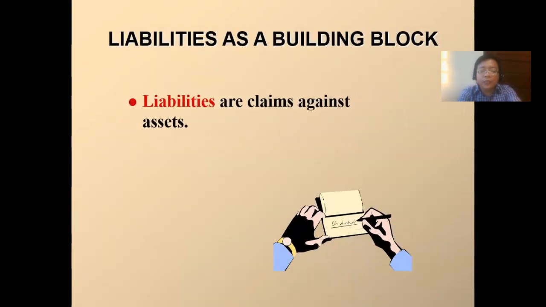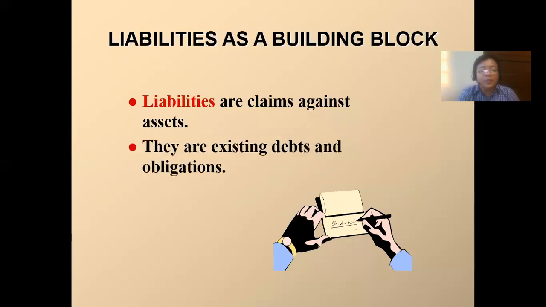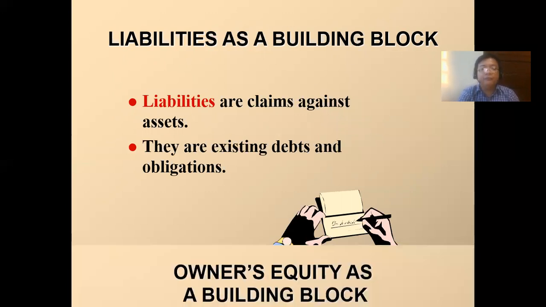You also have liabilities. Liabilities are claims against assets. In layman's terms, it is the debt of the company, what you owe to your suppliers. Examples of payables are accounts payable, notes payable, bonds payable, mortgage payable, and any other payables. So these are existing debts and obligations.